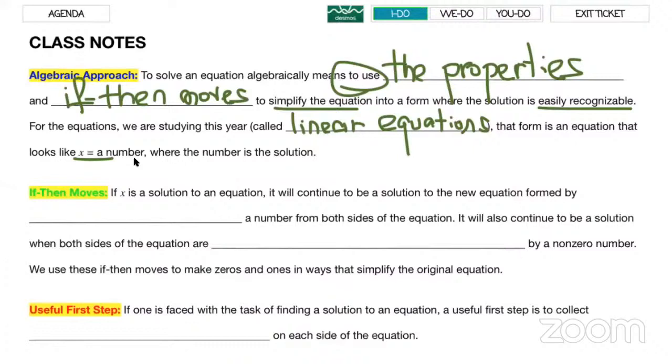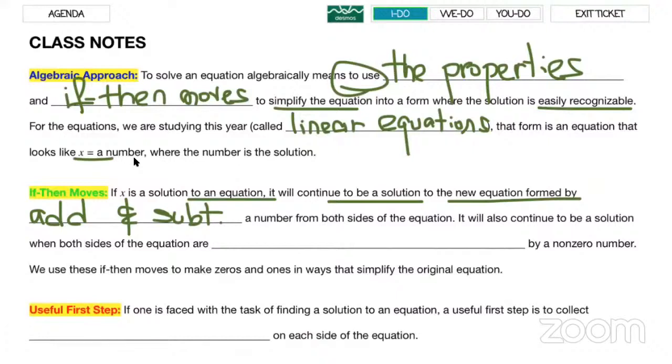So how about if-then moves? Let's break it down now. Why do we use if-then moves? So if-then moves: let's say if x is a solution of an equation, it will continue to be a solution to the new equation formed by adding and subtracting a number from both sides of the equation.